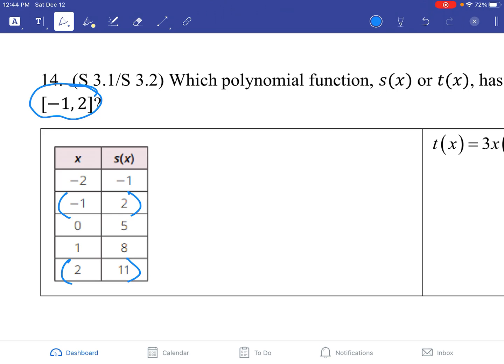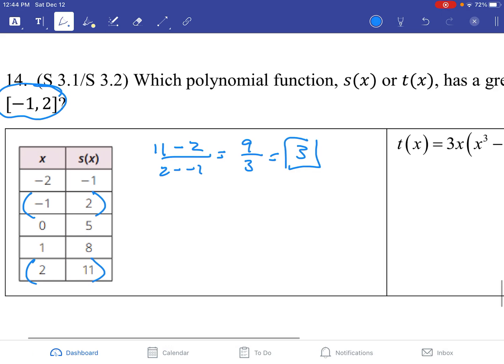All right, you're again using the slope formula, so y2 is going to be 11 minus 2 over 2 minus -1, which gives us 9 over 3 for a grand total of 3. That's your average rate of change for the points in the table.